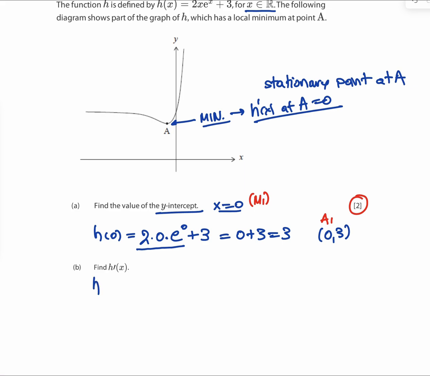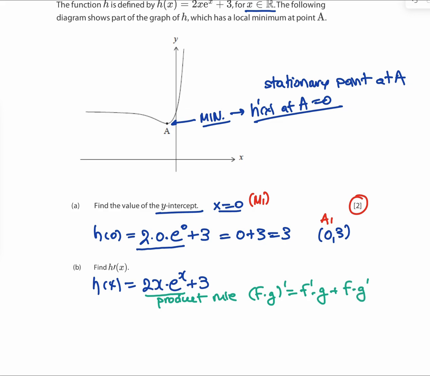So we have that h of x is equal to 2 times x times e to the power of x plus 3. So for the derivative, we have to be careful for the part where we have 2x multiplied by e to the power of x. That means we're going to have to use the product rule for that part. And I remind you the product rule: the derivative of f times g would become the derivative of f times g plus f times the derivative of g. So let's go and answer that question.